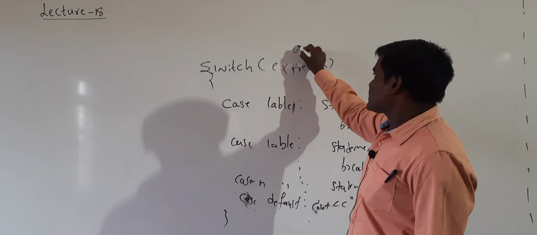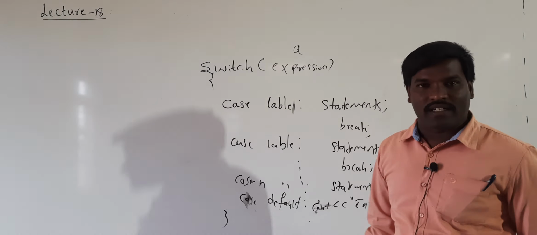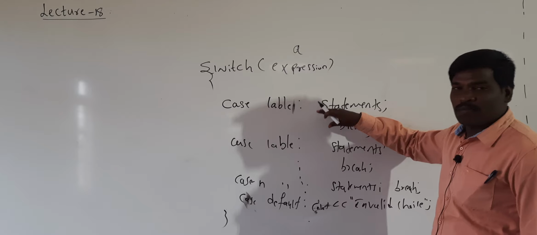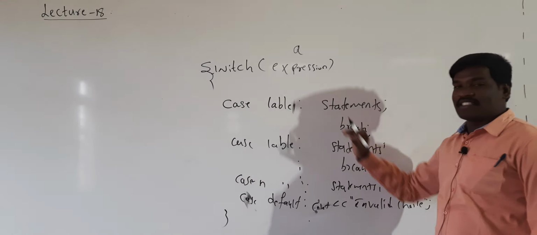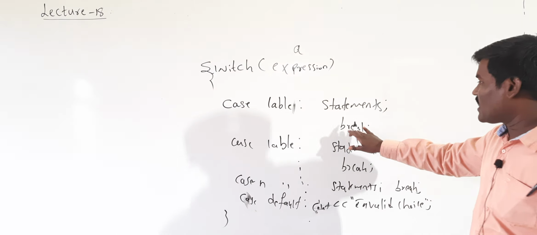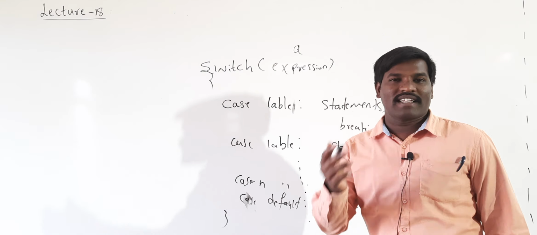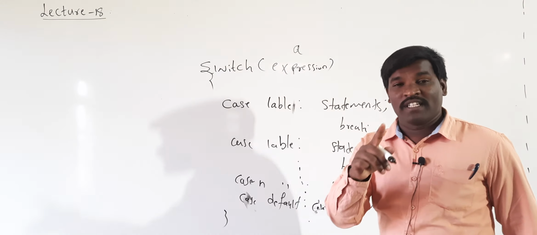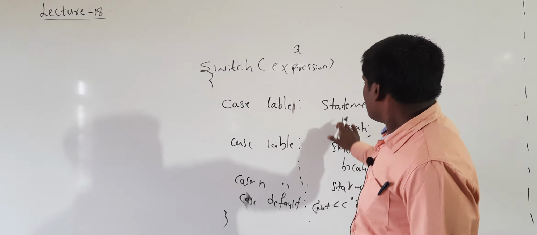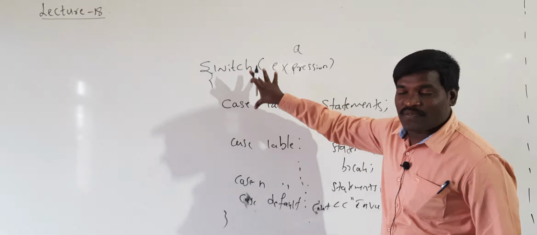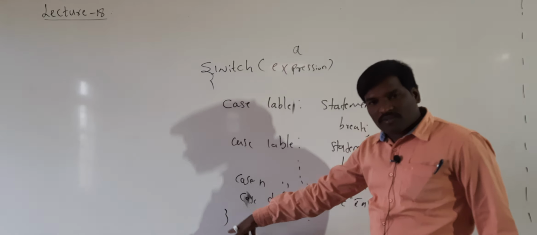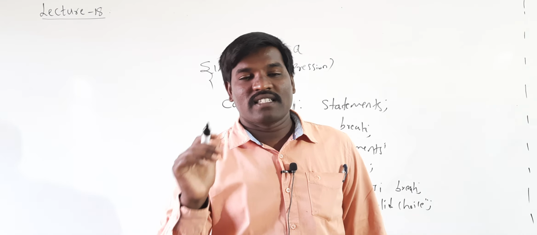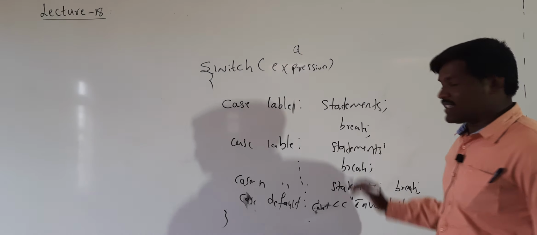For example, if it is A, directly case A will be executed. Whatever statements you have to mention in case A, it will execute. After executing the statements, automatically it will break. Yesterday I told that break is used to break the current loop, or it can be used in switch case also. Break means it will terminate, it will end the switch, and if after the switch there is any statement, it will execute, otherwise the program will stop. That is the task of break.